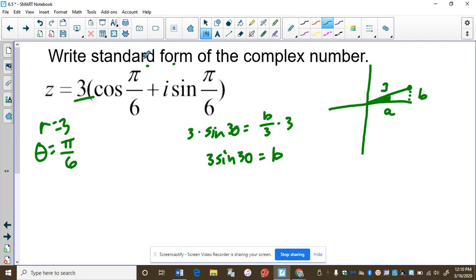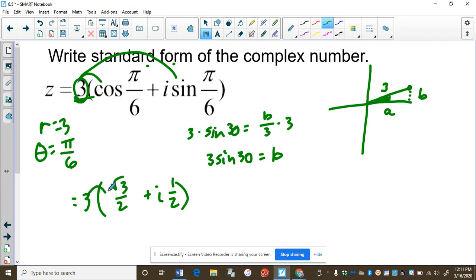To write the standard form of a complex number that's in polar form, you literally just do these calculations. Distribute the 3 into both of these parts, because the cosine of pi over 6 has a real number value, right? You should know that from your time with the unit circle. The cosine of pi over 6 is the x coordinate of pi over 6 on the unit circle, which is radical 3 over 2. The sine of pi over 6 is the y coordinate of pi over 6 on the unit circle, which is 1/2.